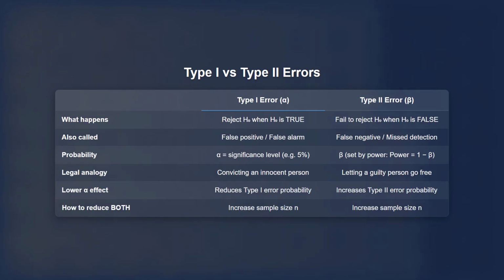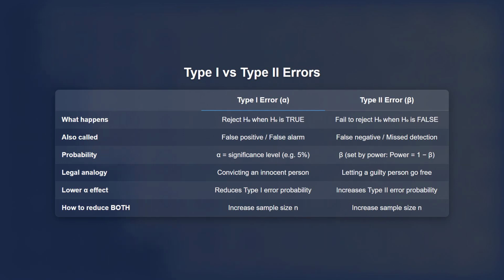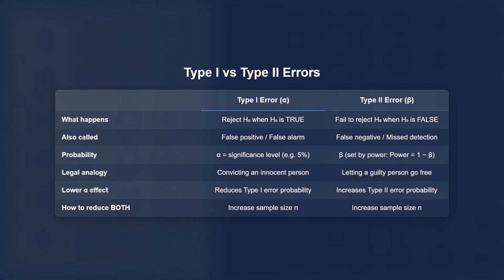Type I and type II errors are tested together in every exam sitting. You need both definitions cold and the trade-off between them. Type I error: you reject a null hypothesis that is actually true, a false alarm. The probability of type I error equals your significance level alpha. Type II error: you fail to reject a null hypothesis that is actually false, a missed detection. The probability of type II error is called beta. The power of a test, which the exam also tests, equals 1 minus beta. Higher power means better ability to detect true effects.